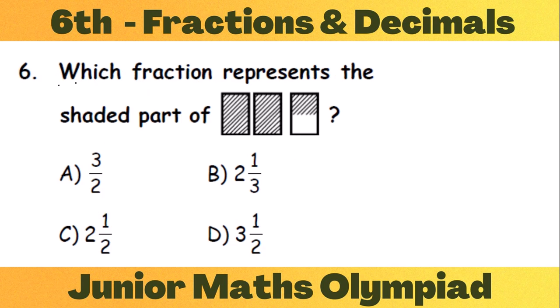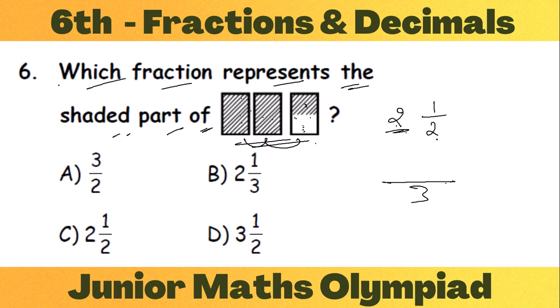Next children, sixth one. Which fraction represents the shaded part of this given figure? In the given figure, we have 3 boxes, children. Total 3 boxes are there. In that, 2 boxes are completely filled and 1 box is half filled. So 2 complete boxes filled. We can write it as a whole number 2. This one of 2 parts means half part of box is filled. So we can write 1 by 2.